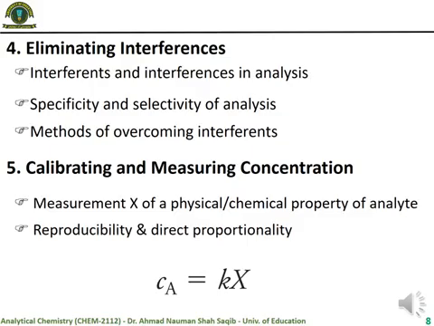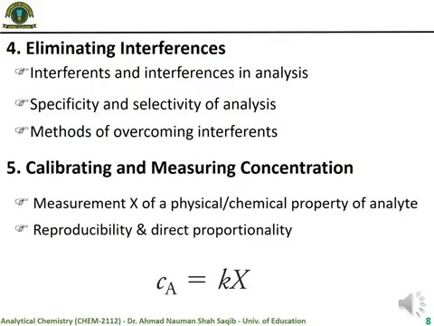In that equation we know that C, the concentration of analyte, is directly proportional to x, the specific property. If we take a spectroscopic analysis, we say that concentration is directly proportional to the absorbance by the analyte. K here is a proportionality constant, and determining K is a very important step in any analytical analysis. That step is called the calibration step.